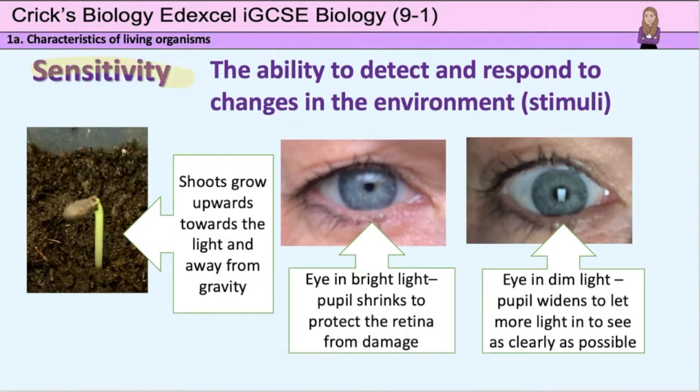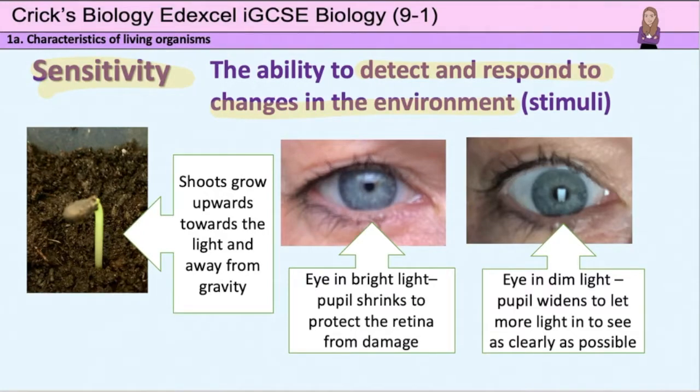Sensitivity is the ability to detect and respond to changes in the environment, which are known as stimuli. All organisms are able to sense changes in their environment and will respond accordingly. As we've already mentioned, plants respond to light by turning their leaves towards it. They can also detect water and grow their roots towards it.